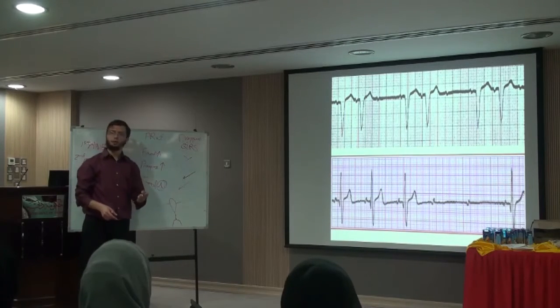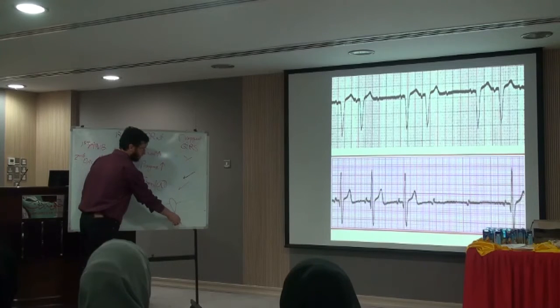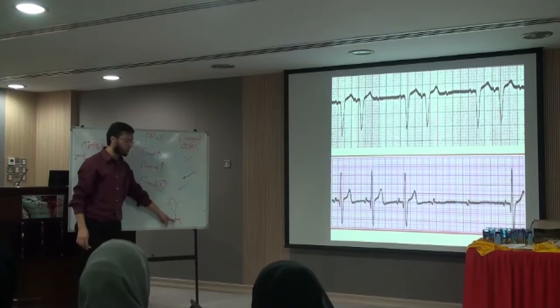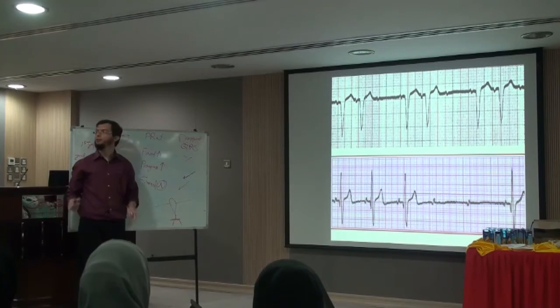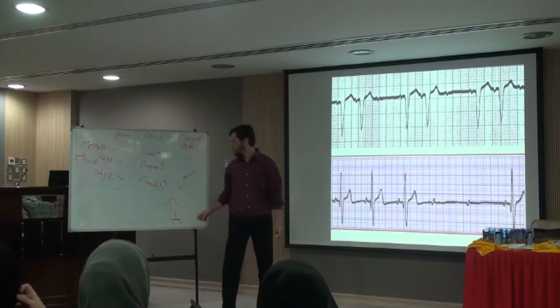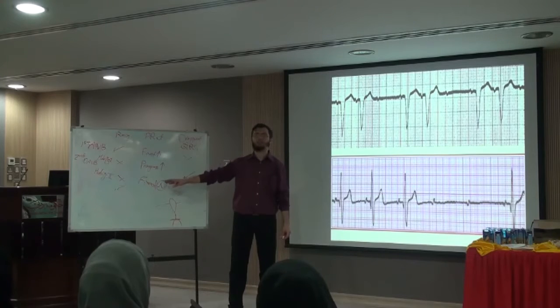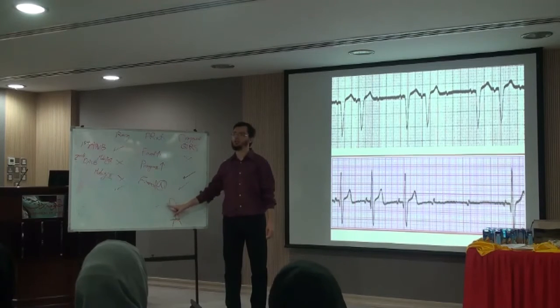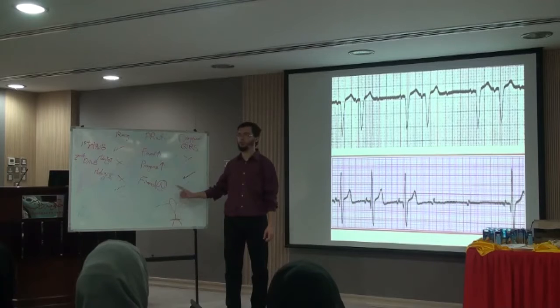You can get the block infrahisian. You get the block here. Where is it? It's in the AV junction. So it is an AV block, sorry, I said AV nodal, AV block, the atrioventricular junction, because this is first, second, third degree AV block. This is the junctional block. It happens here in the junction between the atrium and ventricle.